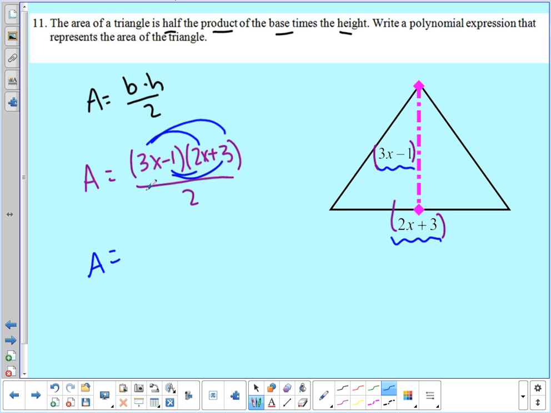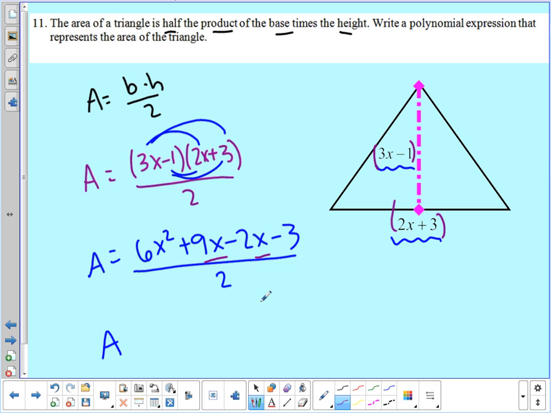That's going to give me 6x squared. Outside is positive 9x. Inside is negative 2x. Last is negative 3, all over 2. And then putting my like terms together, 9 minus 2 is 7. So that's going to be 6x squared plus 7x minus 3, all over 2.